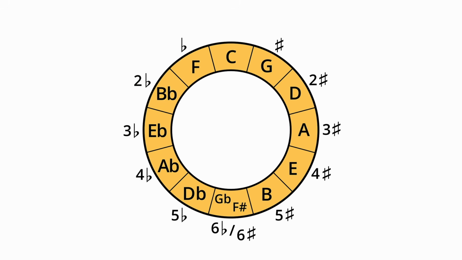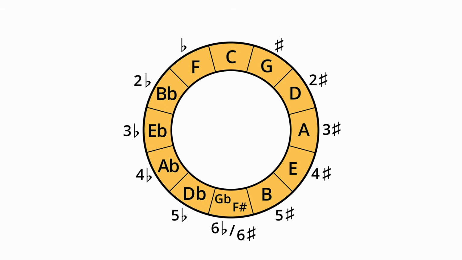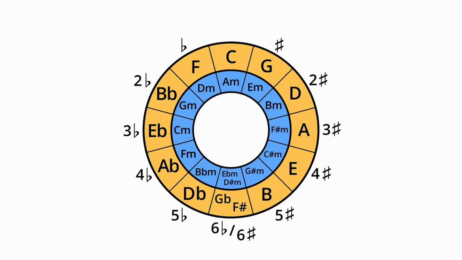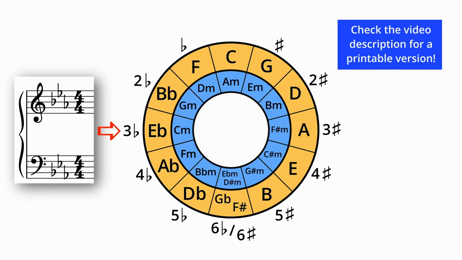But what about the minor keys? Well, we already discovered that the C major and A minor scales use the exact same notes, just from different starting points. This is true for all the other scales as well. Each major key has a so-called relative minor that uses the same sharps or flats. For this purpose, the circle of fifths has an inner ring, which shows these relative minor keys. So, if you're learning a piece and the key signature shows three flats, the circle of fifths tells you right away that this piece is either in E flat major or C minor.